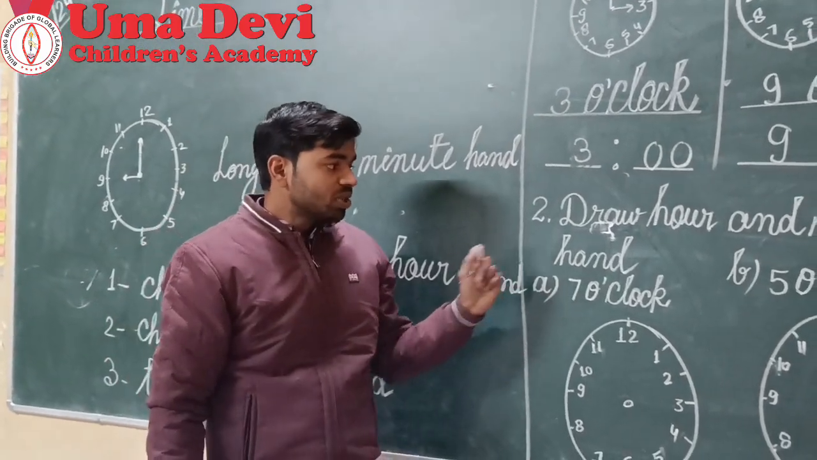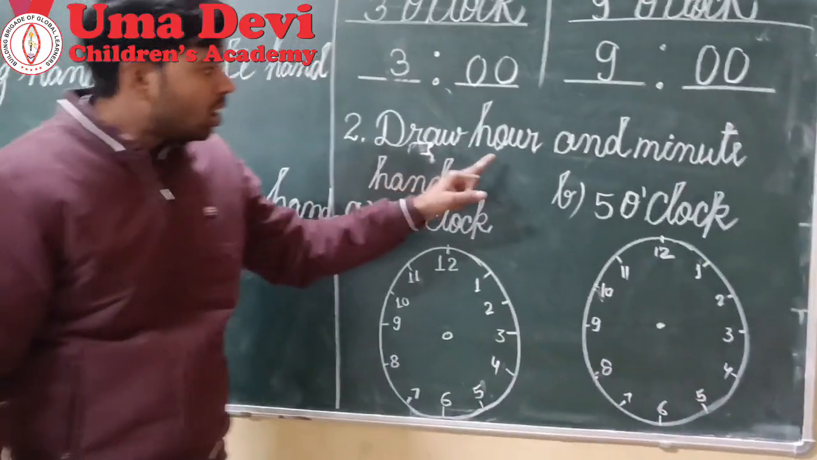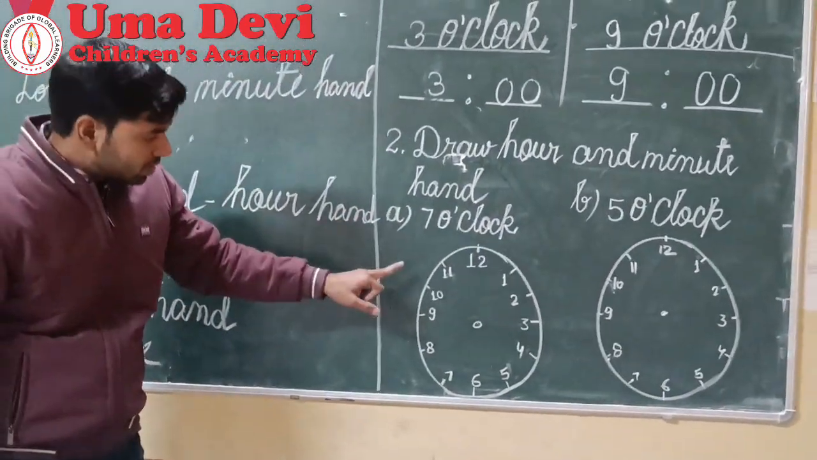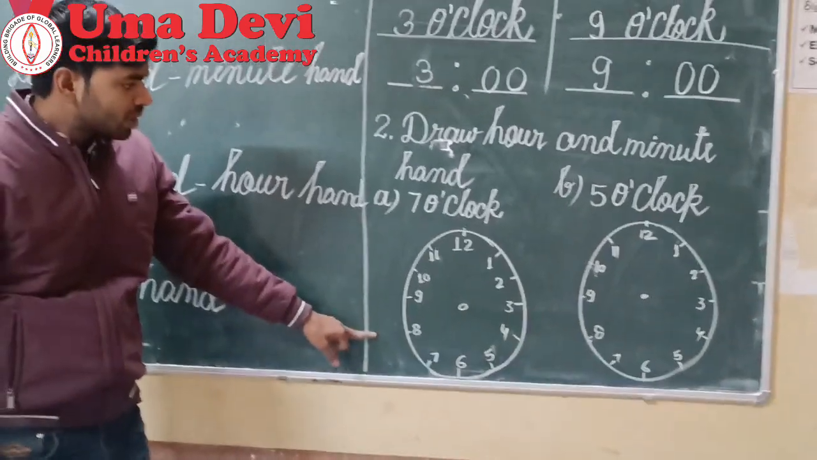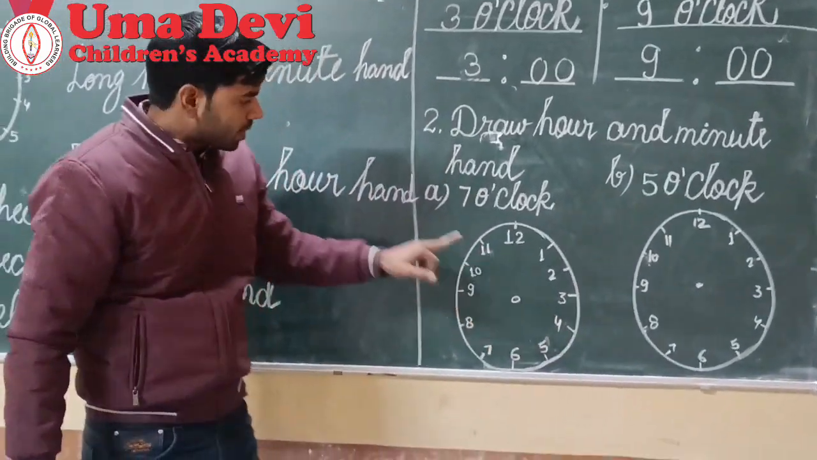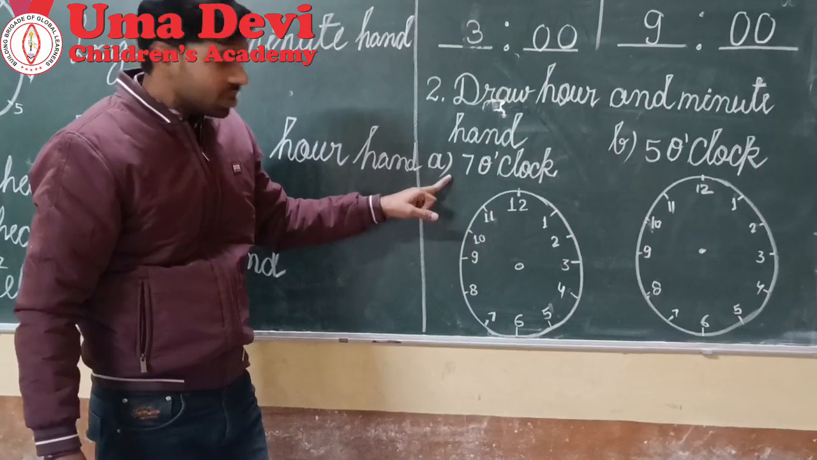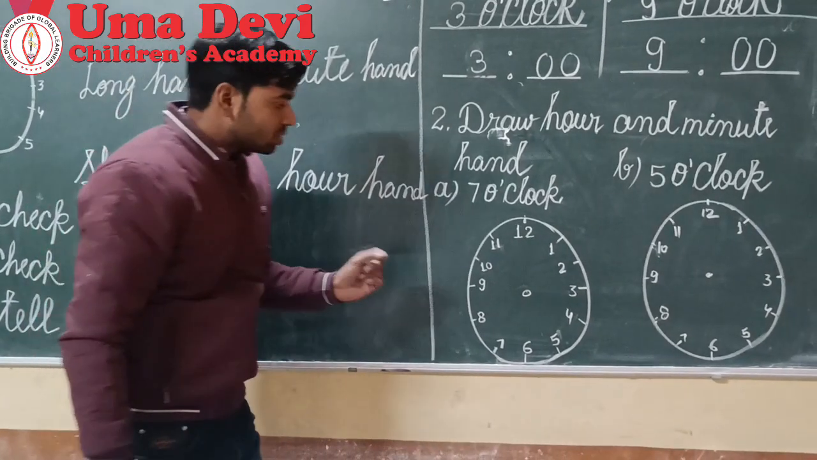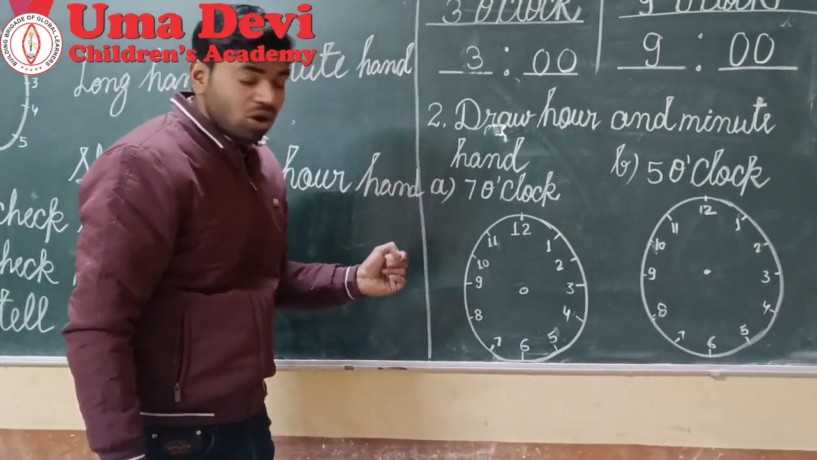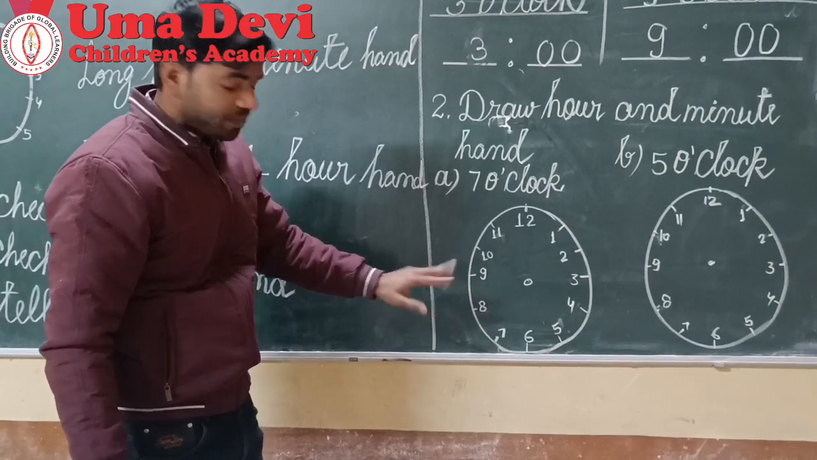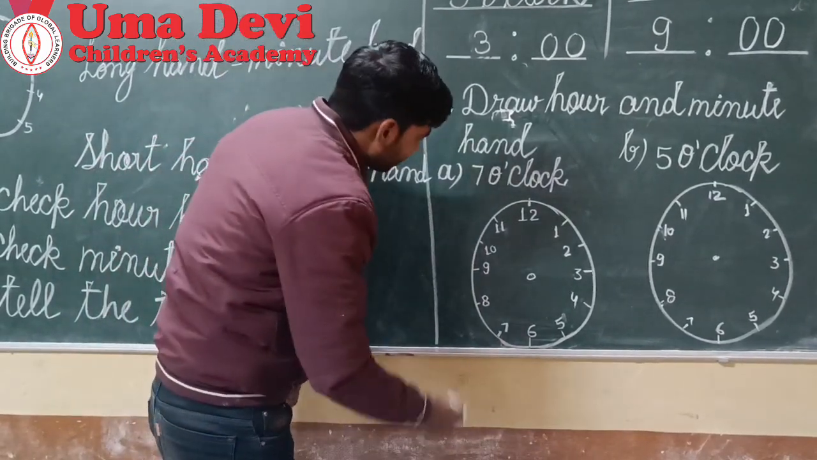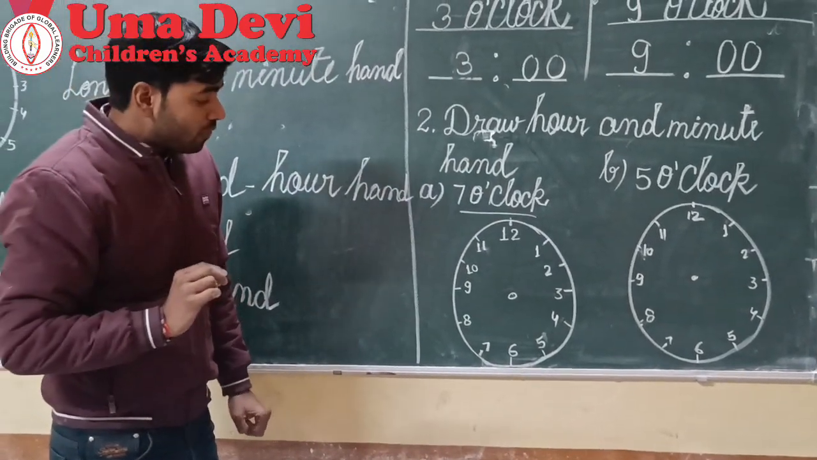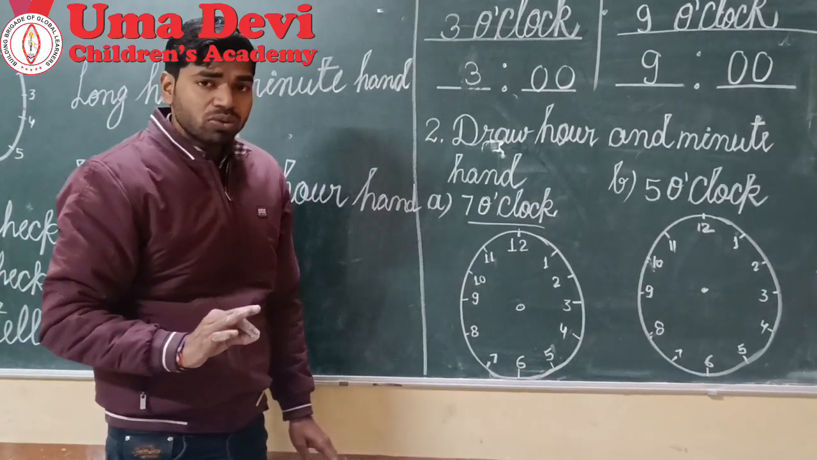Now come to the second question. Draw the hour and minute hand. These are the clocks that are drawn there. Two clocks are there. In the first question there is 7 o'clock. So now tell how do we draw? Means how do we draw hands here? So look at this. What is the time? The time is 7 o'clock.